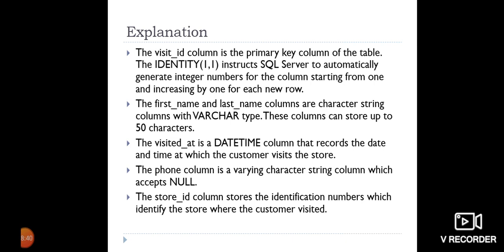The first name and the last name is of the type varchar, variable character, and it can store up to 50 characters. Visited at time, at which they have visited, is a date time here. It records the date and time of the customer that had visited the store. Okay, and then phone column, it can accept null values. And then the identification number of the store in which he or she purchased.